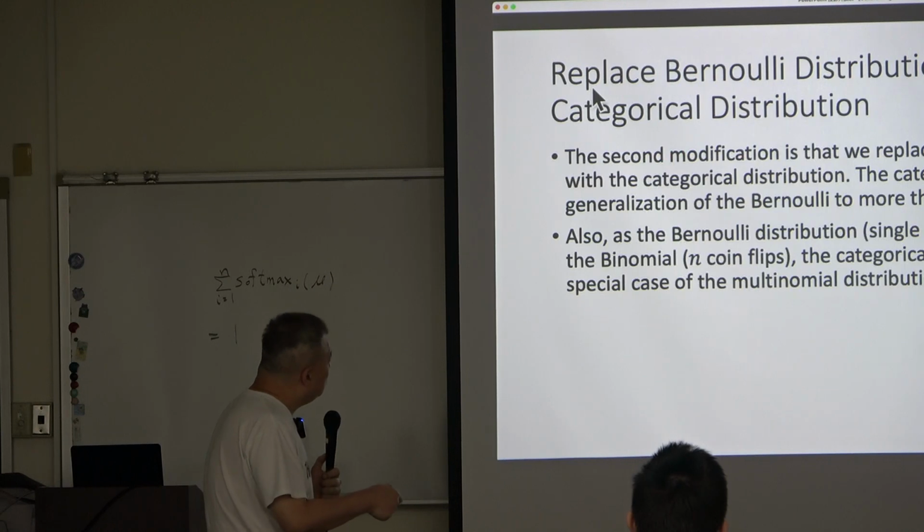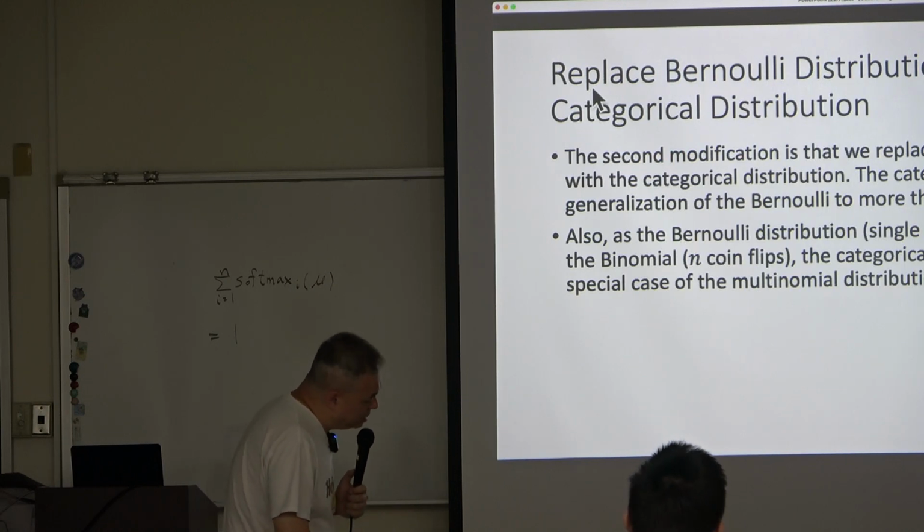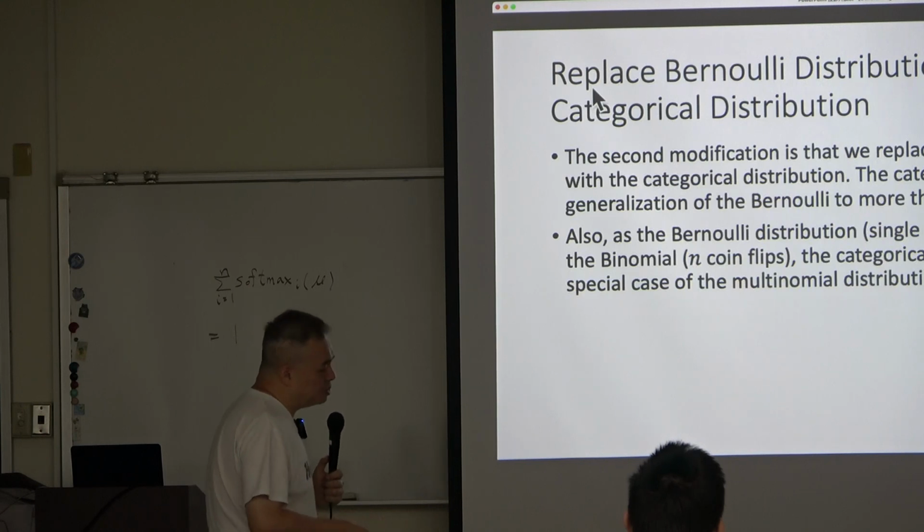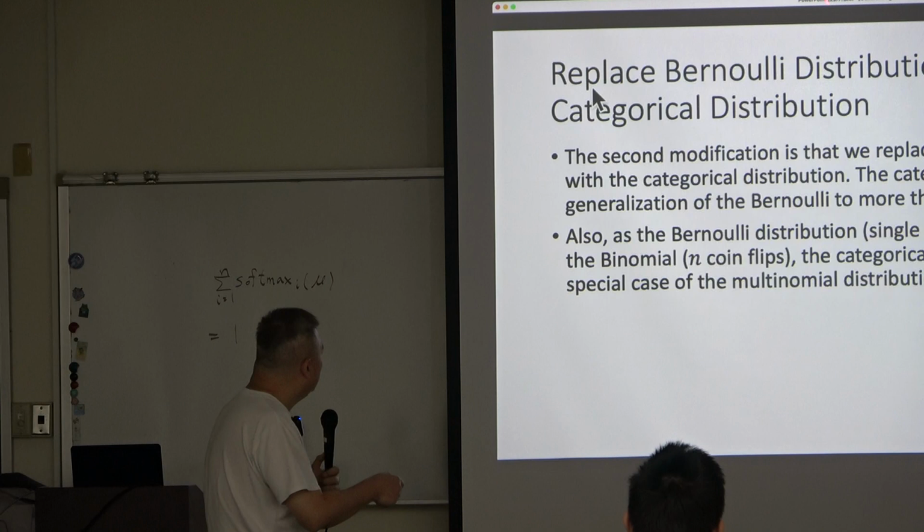Not only do we need to replace the logistic with the softmax if you want to do multi-class classification, you also need to replace the Bernoulli distribution with the categorical distribution. The categorical distribution is the generalization of Bernoulli to more than two outcomes. The Bernoulli distribution, which represents a single flip, is a special case of binomial, which represents n coin flips. So the categorical, which represents a single roll of a die.